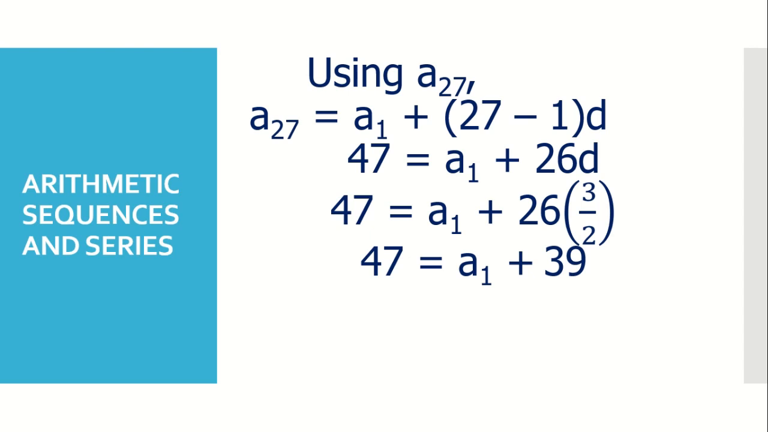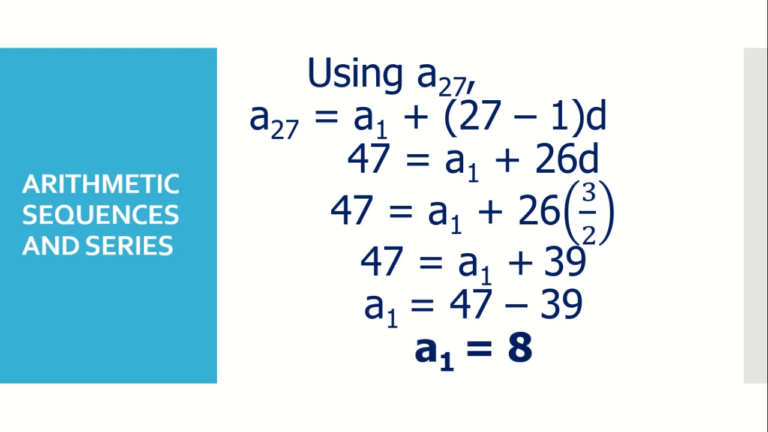To get the value of a sub 1, we will use again addition property of equality, or APE. We will add negative 39 both sides to eliminate the positive 39 on the right side. So we have a sub 1 is equal to 47 minus 39, which is still equal to positive 8. Therefore, our a sub 1 is really equal to positive 8.